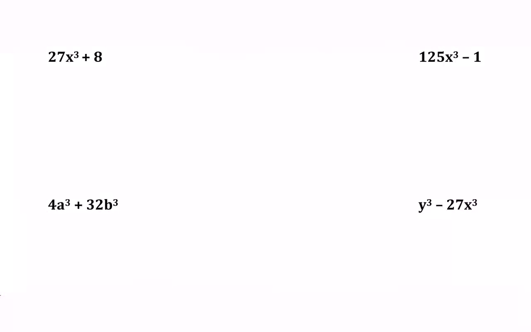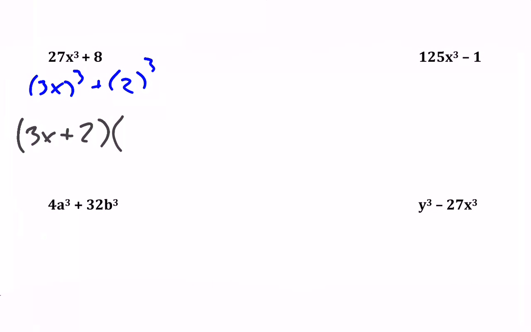So this first one is a sum of cubes. The first thing I do is rewrite it, which would be 3x cubed plus 2 cubed. So all I did was rewrite my binomial as 3x quantity cubed plus 2 cubed. Now what I'm going to do is bring down my binomial. So I bring down the 3x, I bring down the plus, and I bring down the 2. Now I do SOMOS. I square my first term. So that would be 9x squared, because 3x squared is 9x squared.